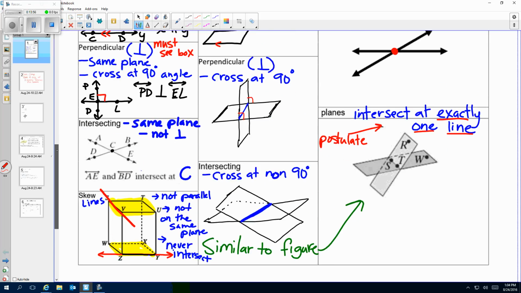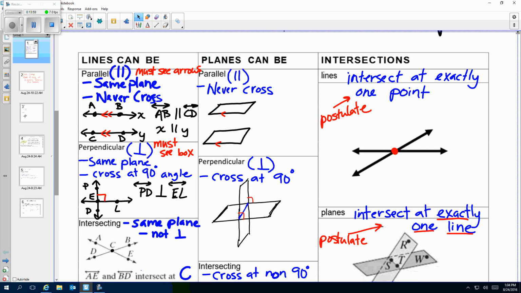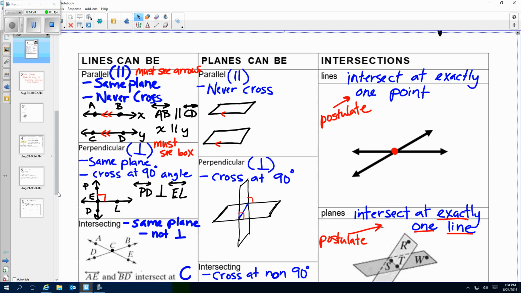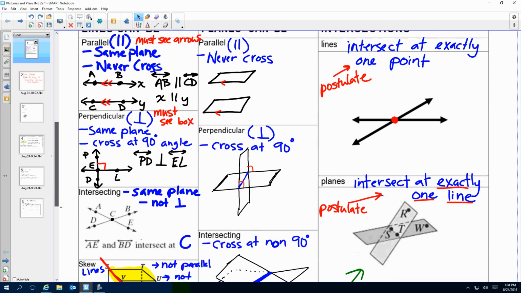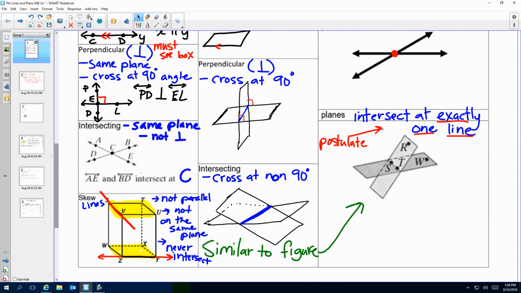Now, we're going to add our postulates tomorrow. What are postulates again? You don't remember? Postulates are statements that we accept to be true. A rule or statement that we accept to be true. So this is our first postulate. Lines intersect at exactly one point. This is going to be true every time, right? This is our first postulate. And tomorrow when you see it, you're not going to memorize the number. You're going to memorize what it means. Also, the second postulate, planes intersect at exactly one line. So, add this to your notes, please.